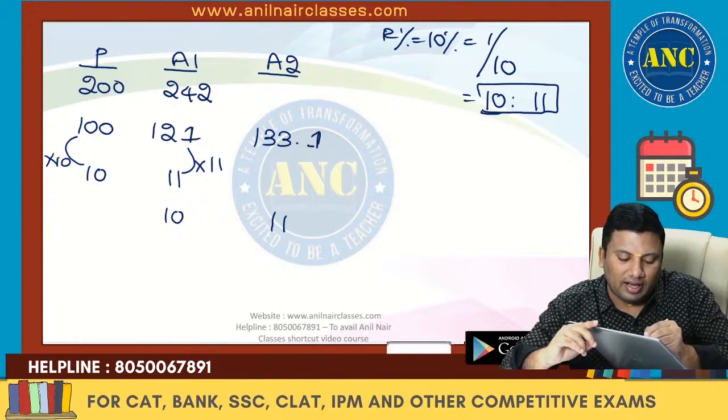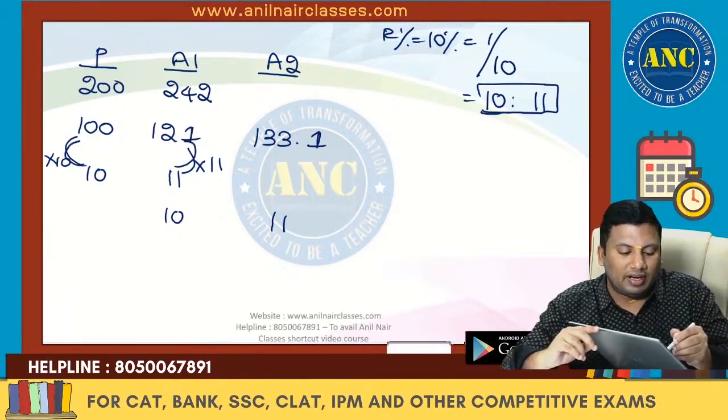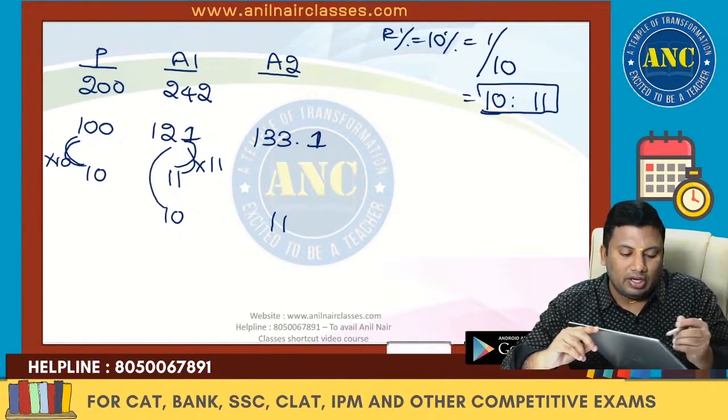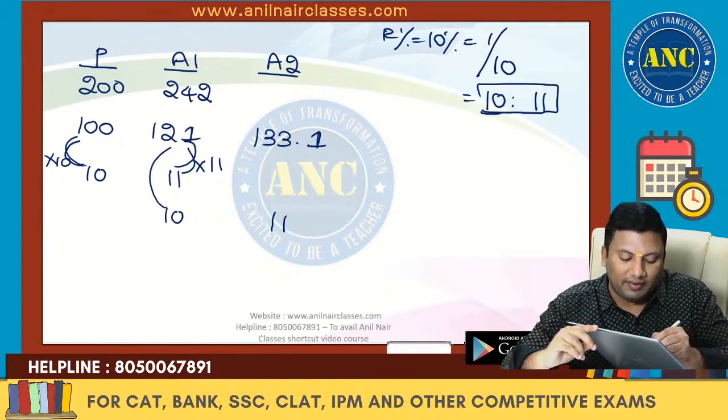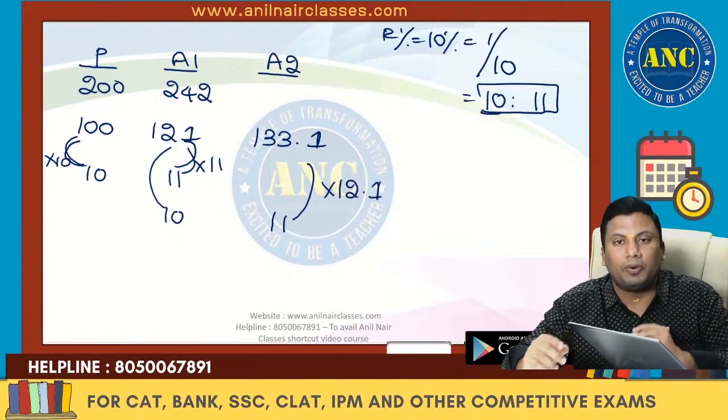Just now we got the value 133.1. It is into 10 into 11. This also should be into 10 and it is into 11. So it is nothing but 11 into 12.1. I hope it is clear.